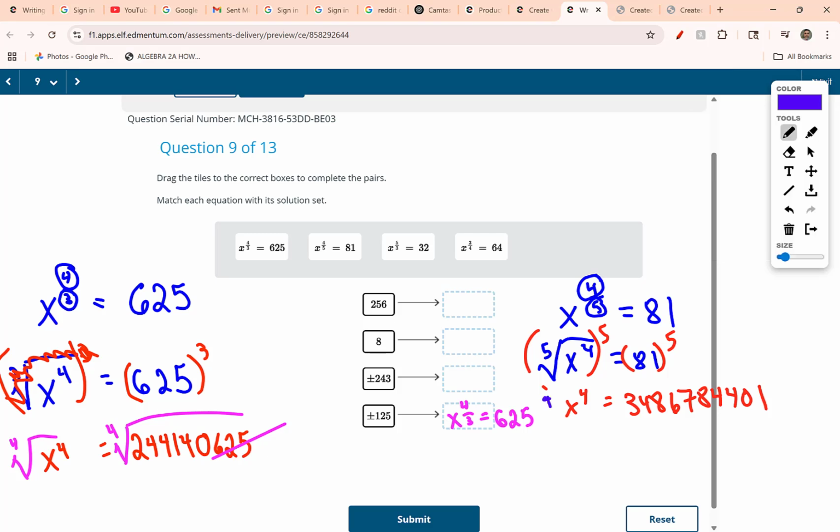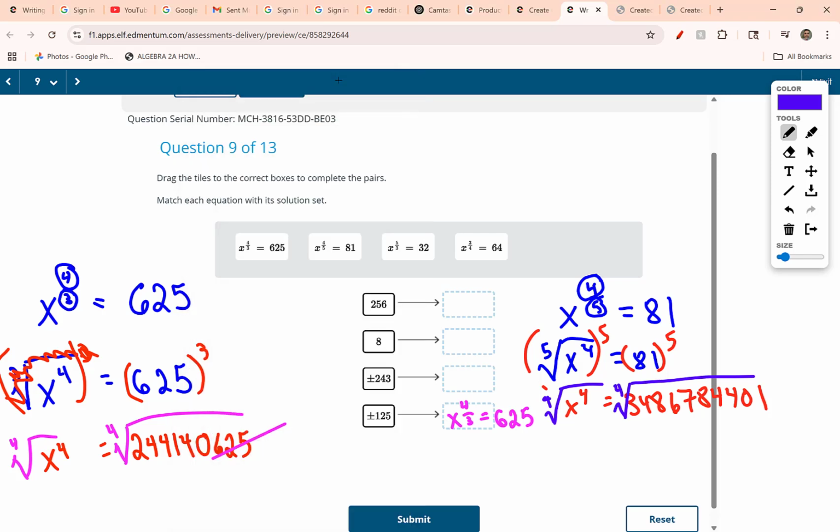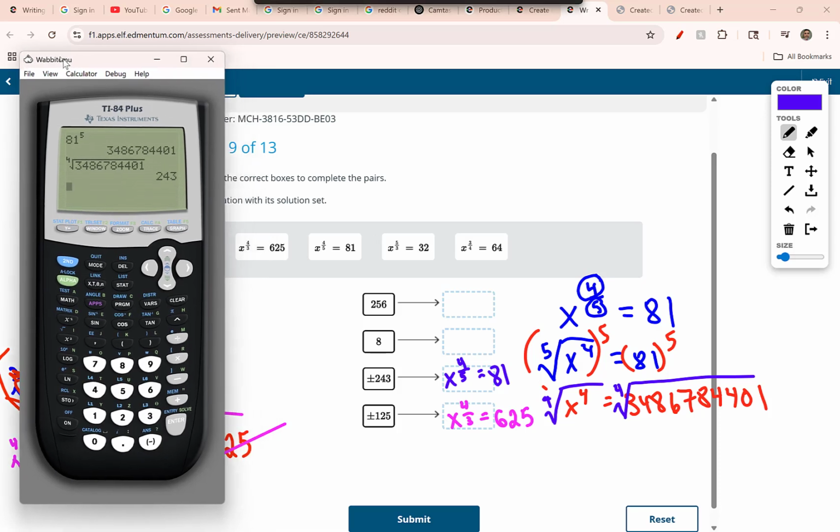So our final step is we're going to take the 4th root of both sides. I'm assuming we're going to get 243 because it's, again, an even number root. So this means we should get a positive and negative answer. The calculator won't give you the positive and negative answer, but you just have to know, 243. So this is x to the 4/5 equals 81. And because I'm out of space, I am going to work the last one backwards.